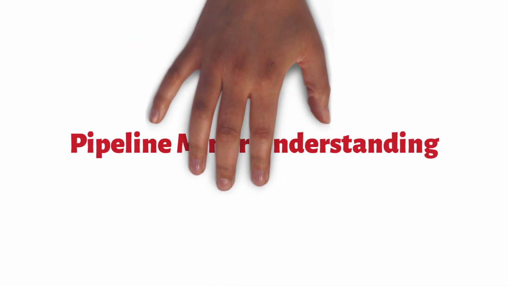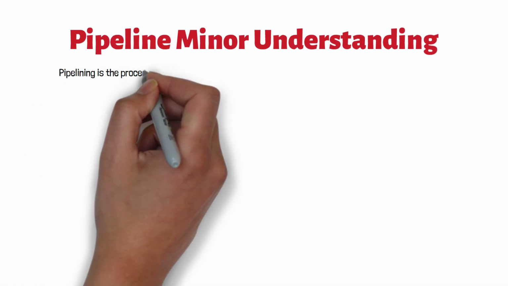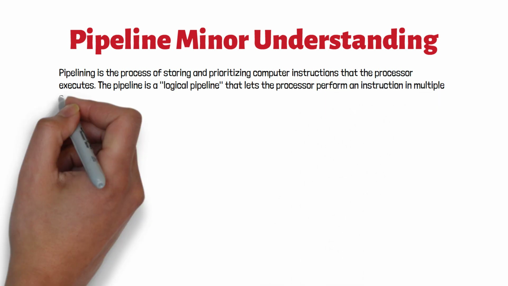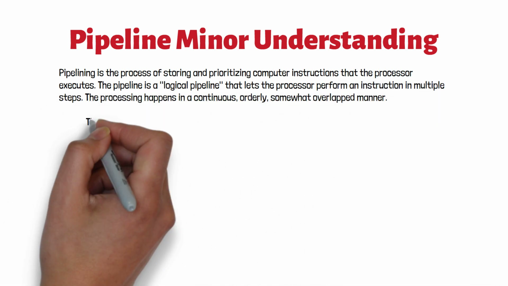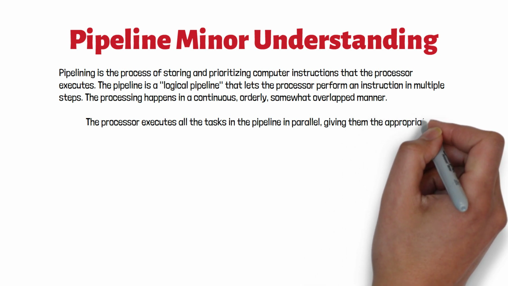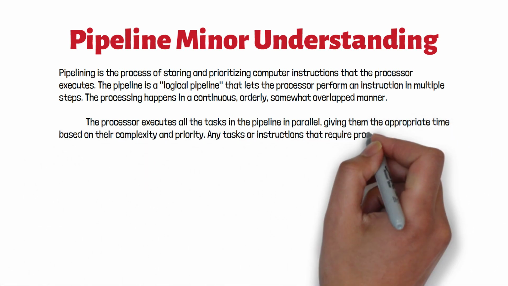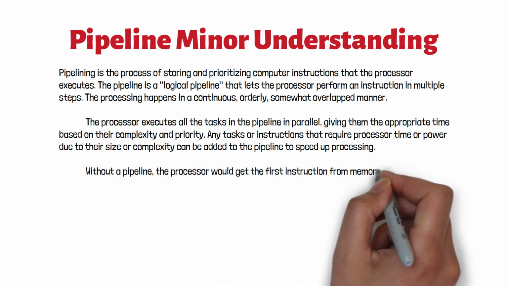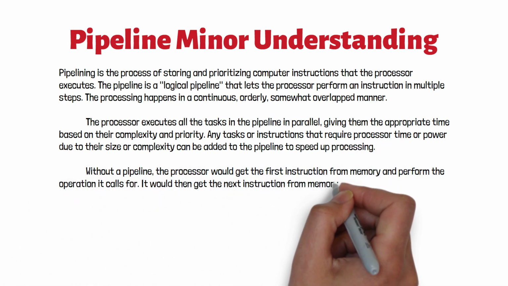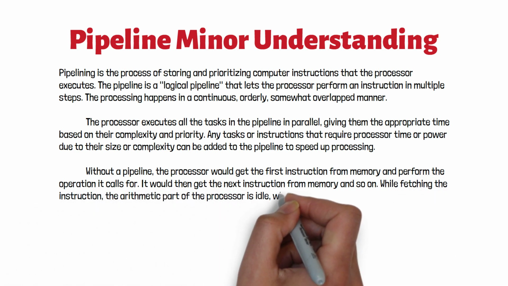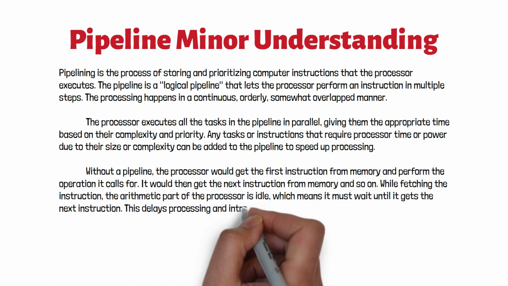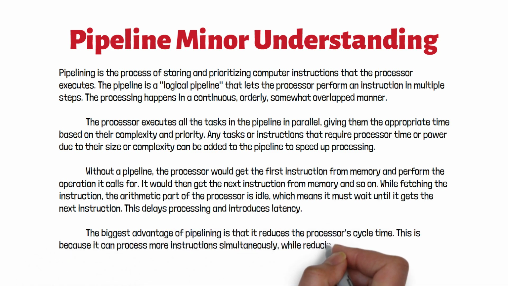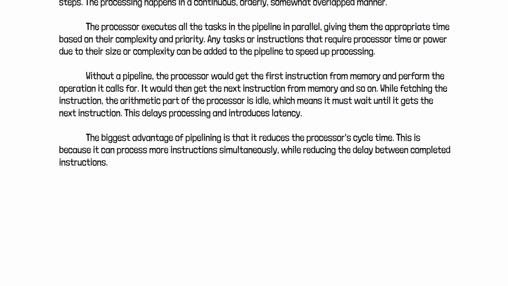Pipelining is the process of storing and prioritizing computer instructions that the processor executes. The processor executes all the tasks in the pipeline in parallel, giving them the appropriate time based on their complexity and priority. Without a pipeline, the processor would get the first instruction from memory and perform the operation it calls for. It would then get the next instruction from the memory, and so on, which means it must wait until it gets the next instruction. Pipelining reduces processor cycle time by simultaneously processing instructions and reducing the delay between completed instructions.